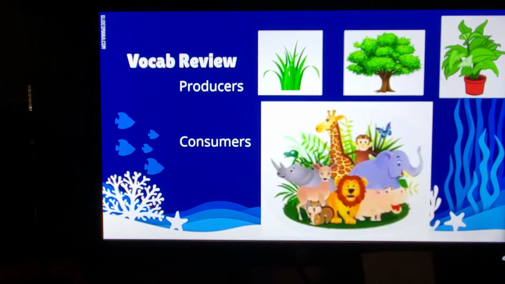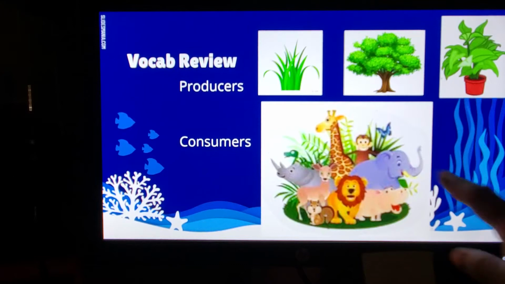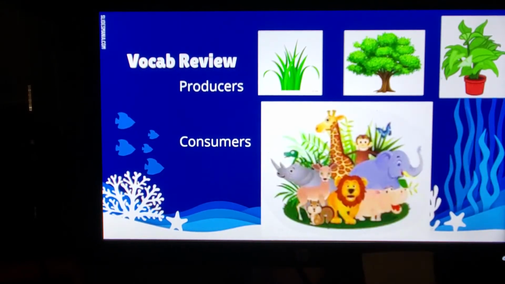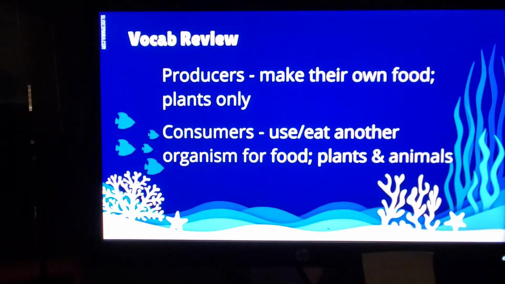Here we have consumers. So consumers are all the animals on our planet. And I know there's plants behind there, and later I thought I should have picked a different picture. Ignore the plants and just look at the animals. So producers make their own foods. This is plants only. Consumers use or eat other organisms for food, and that can include plants or animals. So a cow is a consumer because it eats plants. That's an organism.